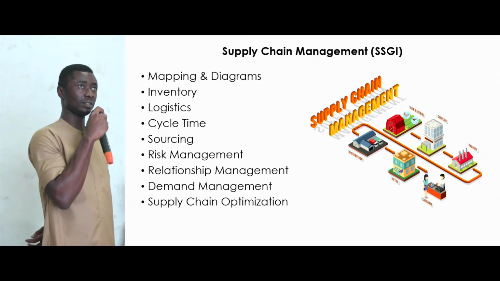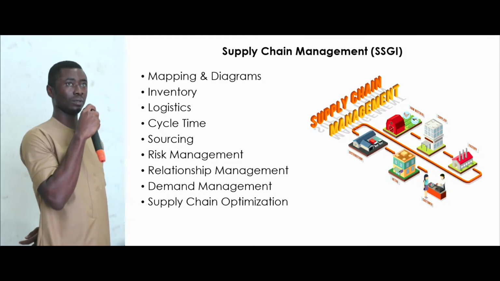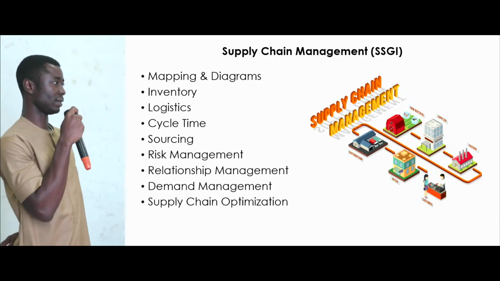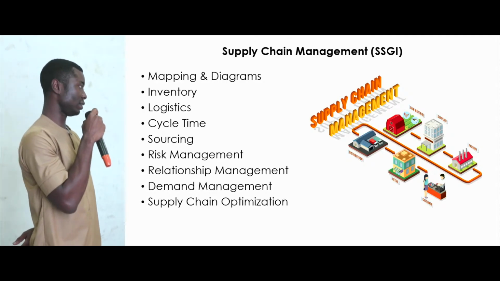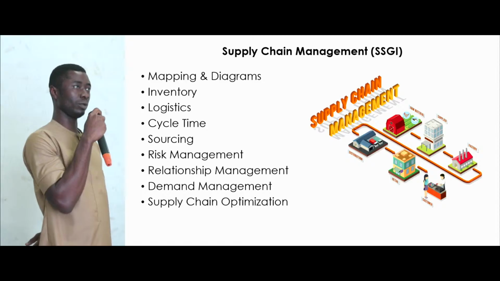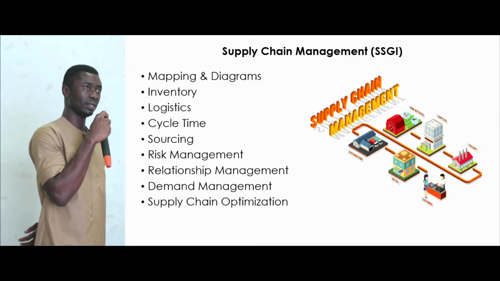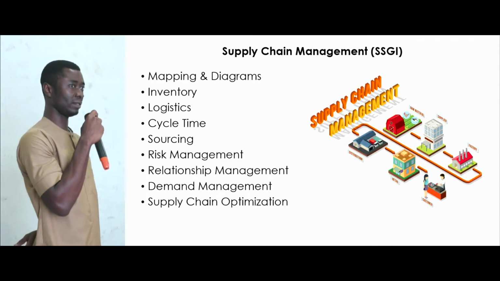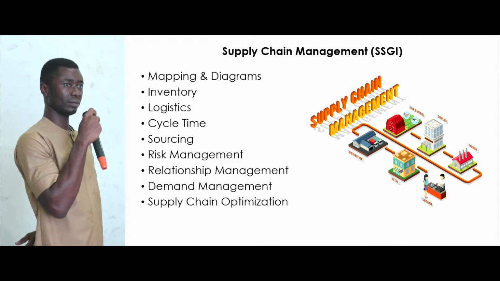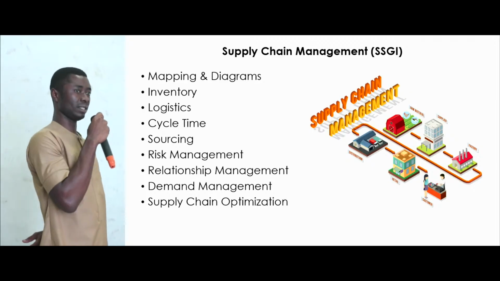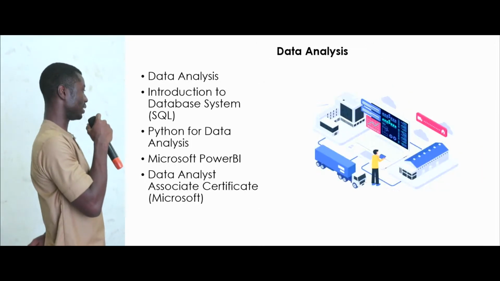So we have then supply chain management. We're going to look at mapping and diagrams, so these are like diagrams used in the supply chain industry. We look at inventory, logistics, the cycle time, sourcing, risk management, relationship management. We look at demand management and then the supply chain optimization.